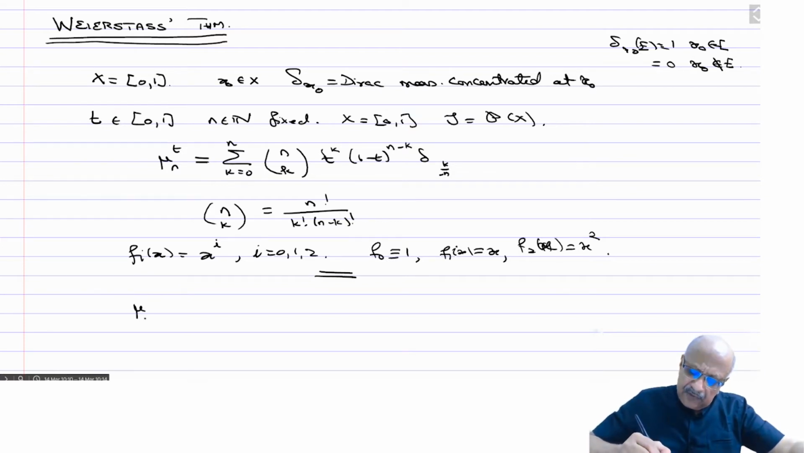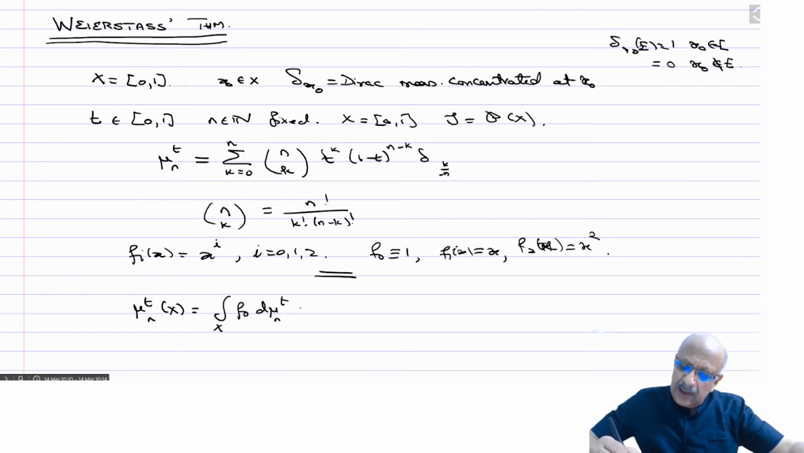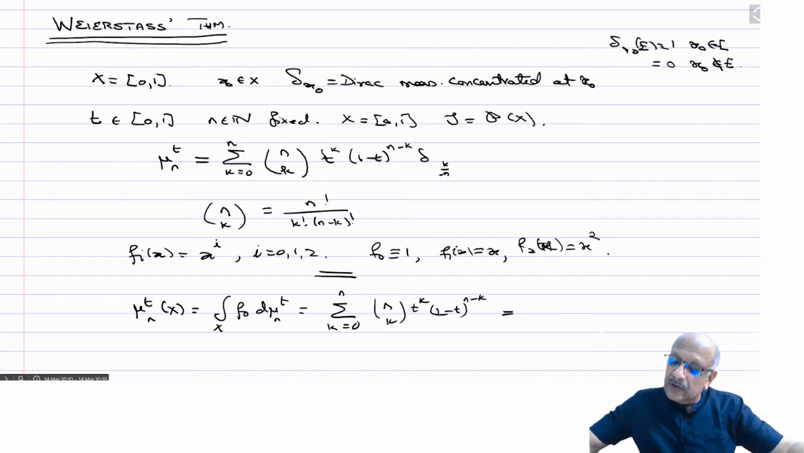So what is mu n t of X? So mu n t of X is nothing but the integral of f naught d mu n t over X, and so you have to just evaluate. Integral with respect to Dirac measure is just evaluation, so evaluation at the point k by n, and that's always equal to 1 because f naught is identically equal to 1. So this is equal to the sum from k equals 0 to n of nCk t power k (1 minus t) power n minus k into 1, and this you know is nothing but (t plus (1 minus t)) whole power n, and that's equal to 1.